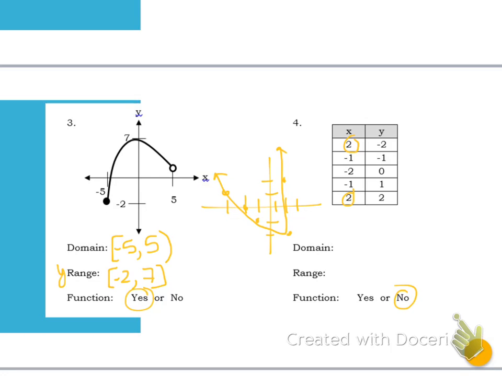So the domain is going to be from -infinity to +infinity. My range, it looks like the lowest that it's going to go is -2, and it's including it, and the highest it goes is +infinity.